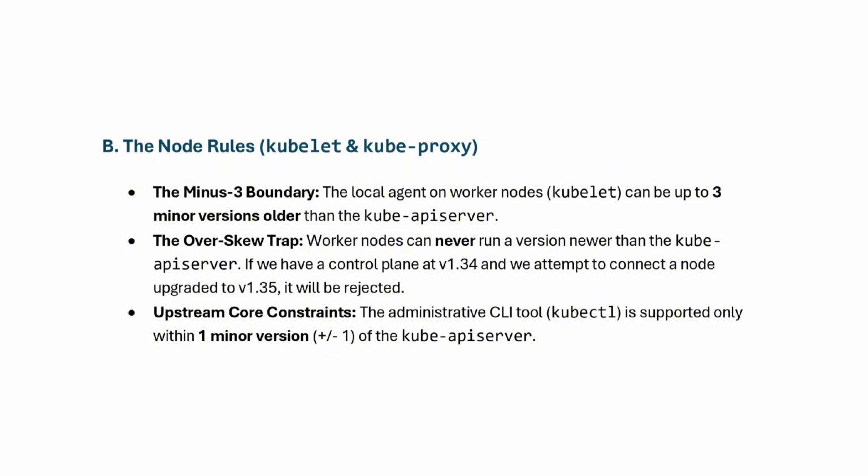And the administrative CLI tool, that is the kubelet, only supports one minor version than the Kube API server. If Kube API server is version 5, it must be at least version 4, not less than that. So the local agent on worker nodes, kubelet, can be up to 3 minor versions older than the Kube API server, and worker nodes can never run a version newer than the Kube API server. And the administrative CLI tool supports only one minor version than Kube API server.